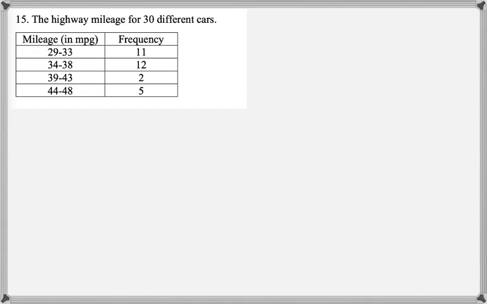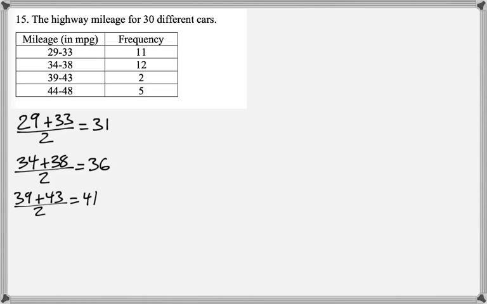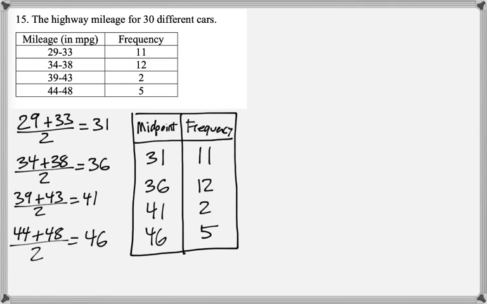This frequency distribution represents the highway mileage for 30 different cars. So we need to first calculate the midpoints of each of these classes. So now, instead of having these ranges of numbers, I'm just using the midpoints. And that's really why this is an approximation of the mean, because I'm just using the midpoint of these classes to estimate the data.